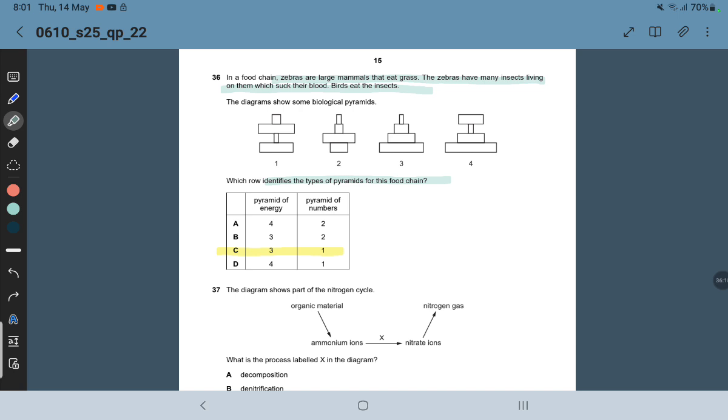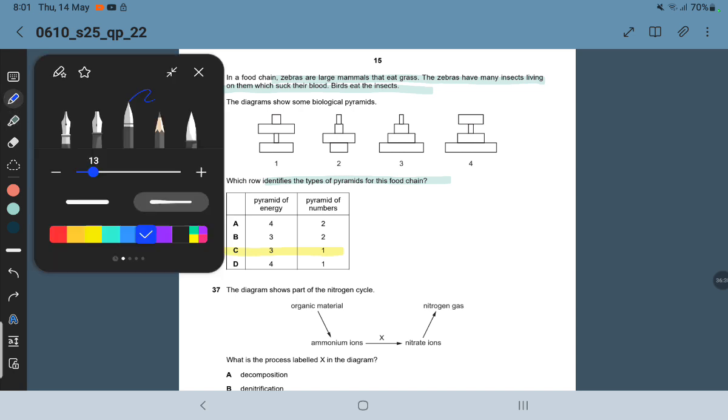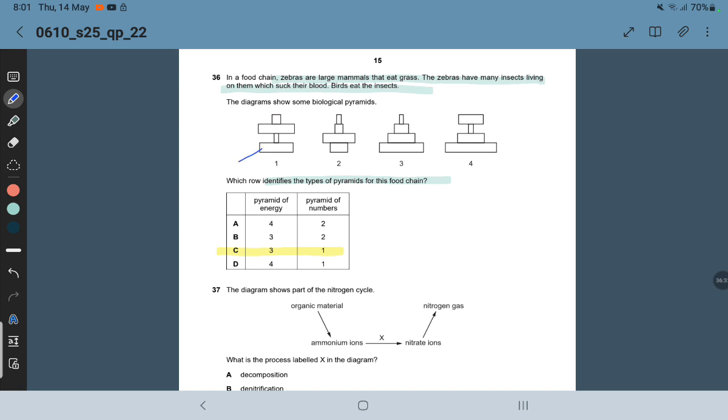Why will the pyramid of numbers be 1? Because basically I have more insects, I have fewer zebras, I have more birds, and I have, of course, little grass. No, I have first in here, in 1, this part, I have more grass, I have fewer zebras, I have more insects, and I have a fewer number of birds. So grass and the plants should be the largest quantity in everything. It is larger always and at all times.